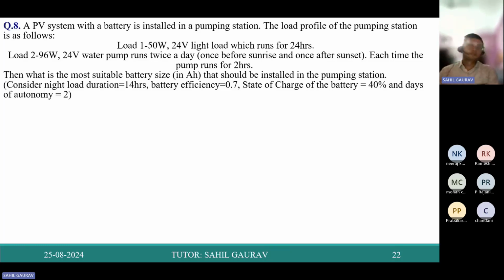This problem is related to the sizing of a battery. Sizing of battery and PV array are both very easy. You need to know the concept. So what are the things given? The night load duration is 14 hours. The water pump will run within these 14 hours, because it runs before sunrise and after sunset, so it is running during the night time only. Battery efficiency is given as 0.7, the state of charge of the battery is given as 40%, and days of autonomy is given as 2.